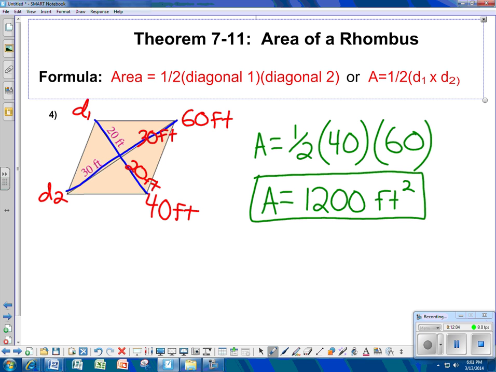Our rhombus, like I said, is very similar to a kite. The equations are the same. However, to go about getting the distance of the diagonals, we do have to look at them a little bit differently. All right, our last and final example, it's also a rhombus, but it has a little bit of a unique twist to it. So I'm going to go ahead and click over to that one.